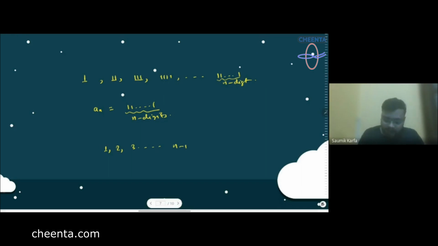Now think, we have n minus 1 buckets. These are our buckets, or we can call them pigeonholes. So let us call them holes. We have these many holes, all tagged with these numbers. One hole is tagged with 1, then another with 2, 3, 4, and so on up to n minus 1.